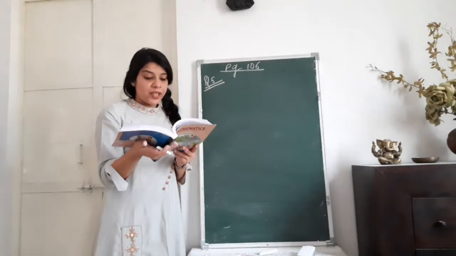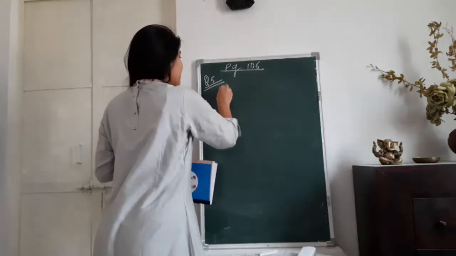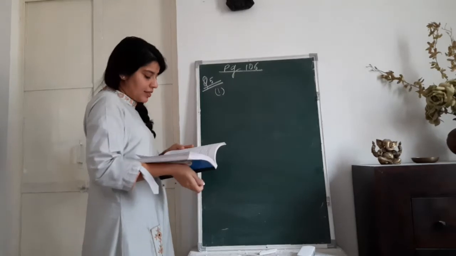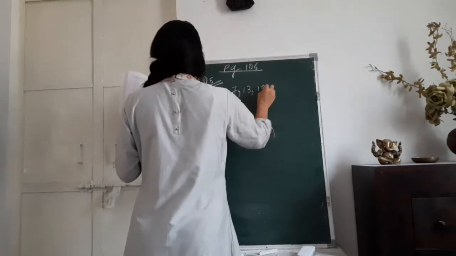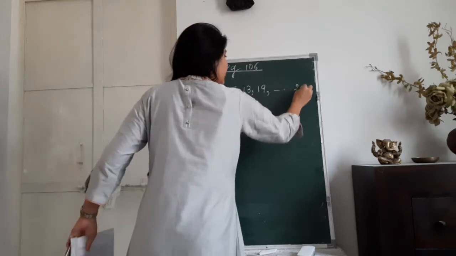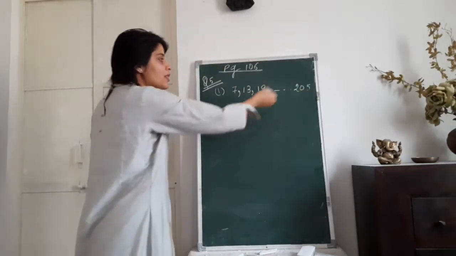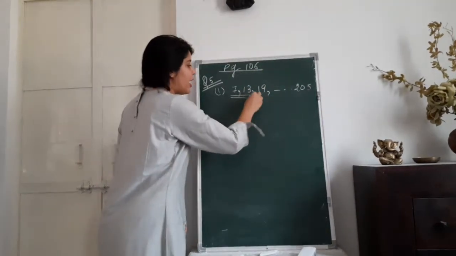Find the number of terms in each of the following APs. Question number 5, first part: we have to find the number of terms in each of the following APs. Our first AP is 7, 13, 19, and so on up to 205. Let us suppose there are n terms in this AP. Then what do we have?